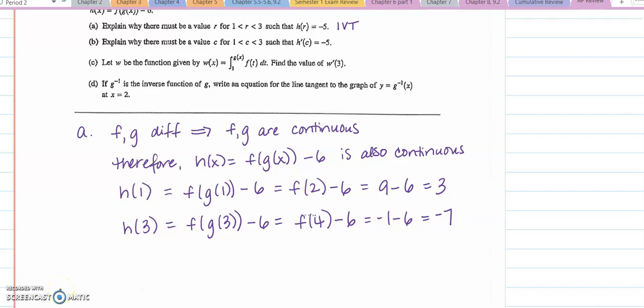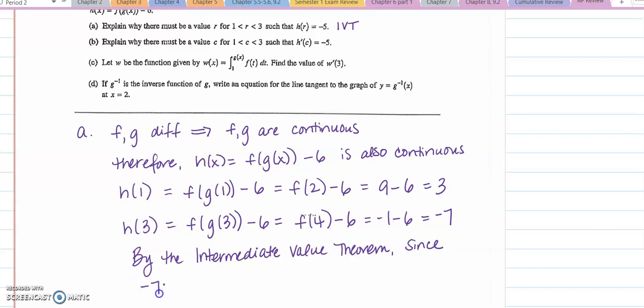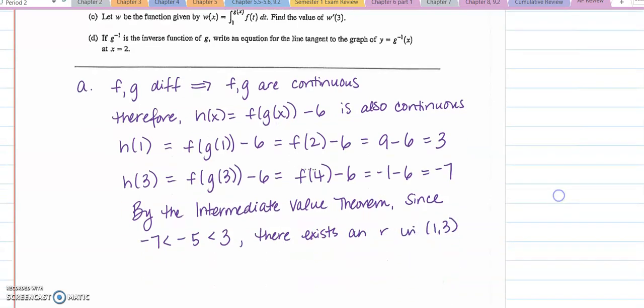So our conclusion is this. By the intermediate value theorem, since -7 is less than -5 is less than 3, there exists an r in (1, 3) such that h of r is equal to -5.